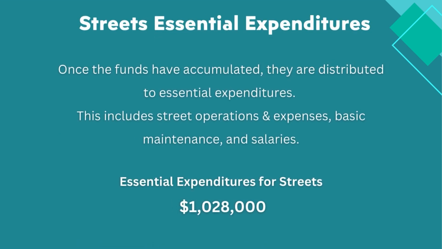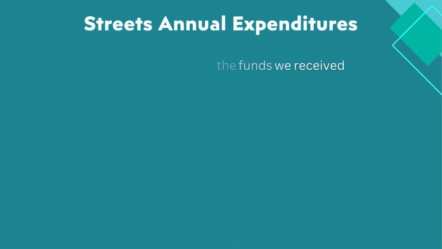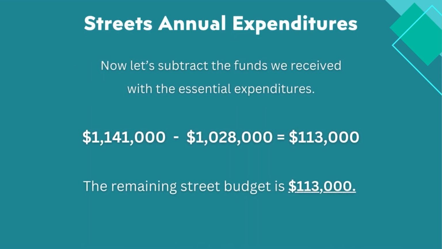We have identified the essential expenditures for basic street maintenance and operations is $1,028,000. This includes basic maintenance such as street sweeping, crack sealing, and other repairs. When factoring in the revenue noted on the prior slide, the remaining street budget for improving streets that require rehabilitation or reconstruction is $113,000. The streets requiring rehabilitation and reconstruction are considered deferred maintenance, which has been postponed for decades.